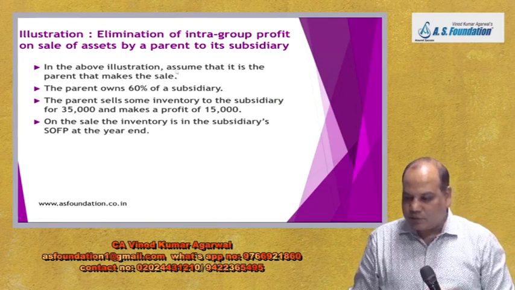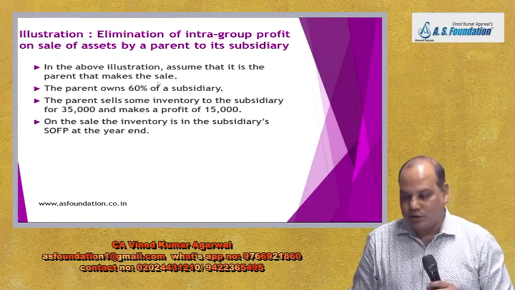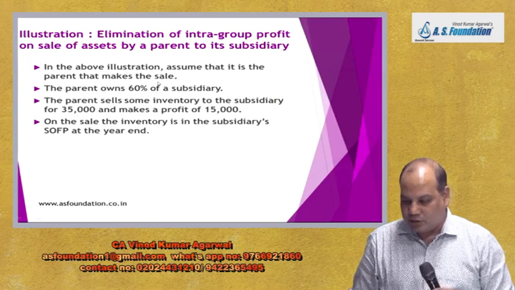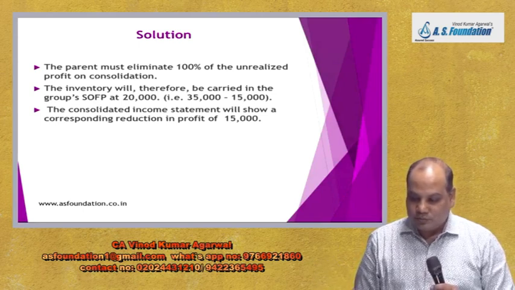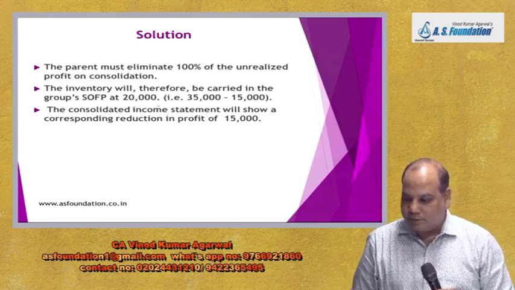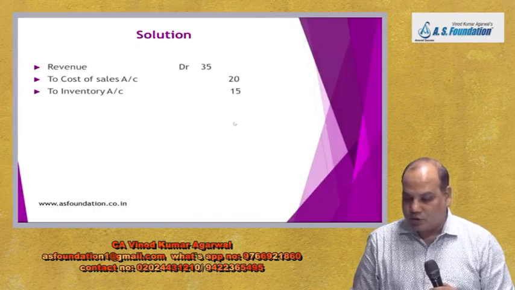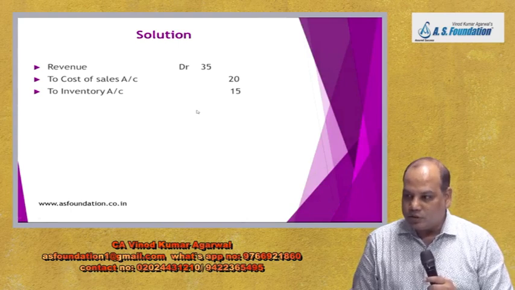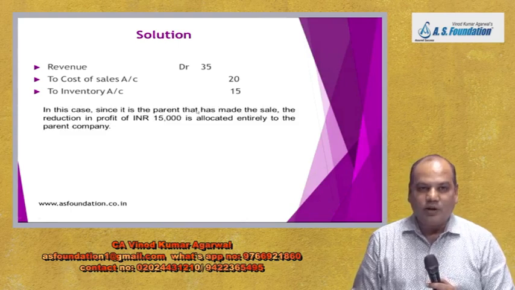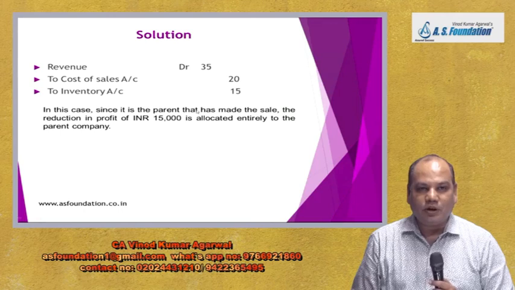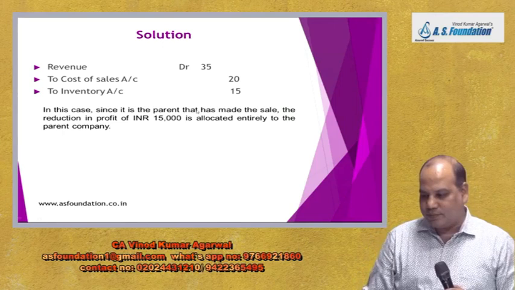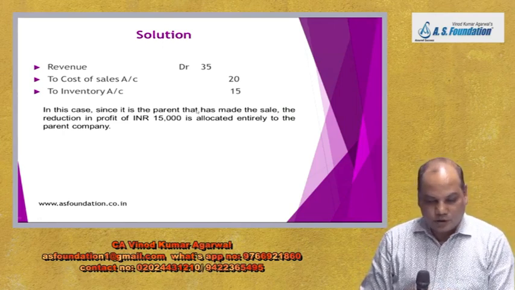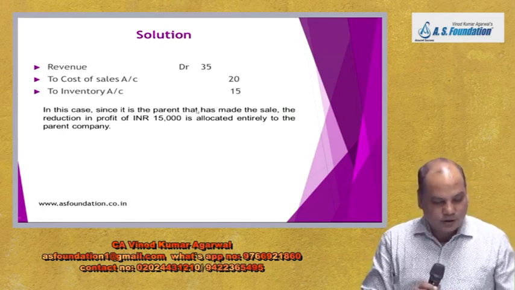Now in the above example, assume that parent has sold to the subsidiary. Rest of the details are same. So now in this case also we'll do the same thing. We'll reduce from the inventory 15,000, but we'll reduce the entire 15,000 from the consolidated profit and loss. So in this example, entire 15,000 will be reduced from the parent's profit. So NCI will not get affected here.